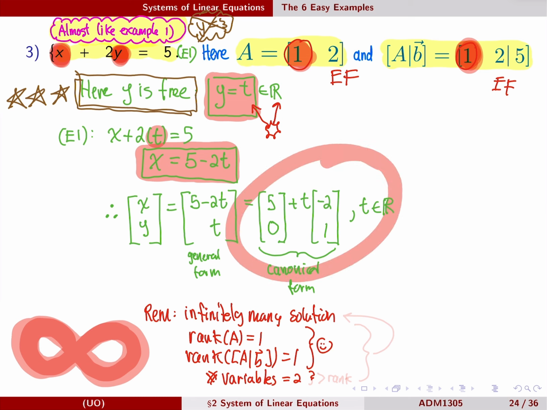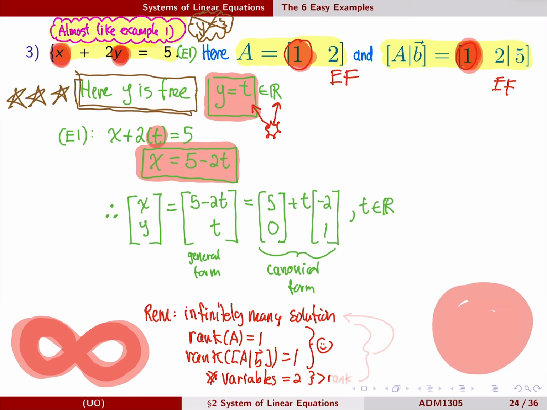But because the number of variables is bigger than the rank, this means that we have infinitely many solutions. So when both ranks are equal but strictly less than the number of variables, we are going to have at least one free variable, and we're going to get infinitely many solutions, always, always.